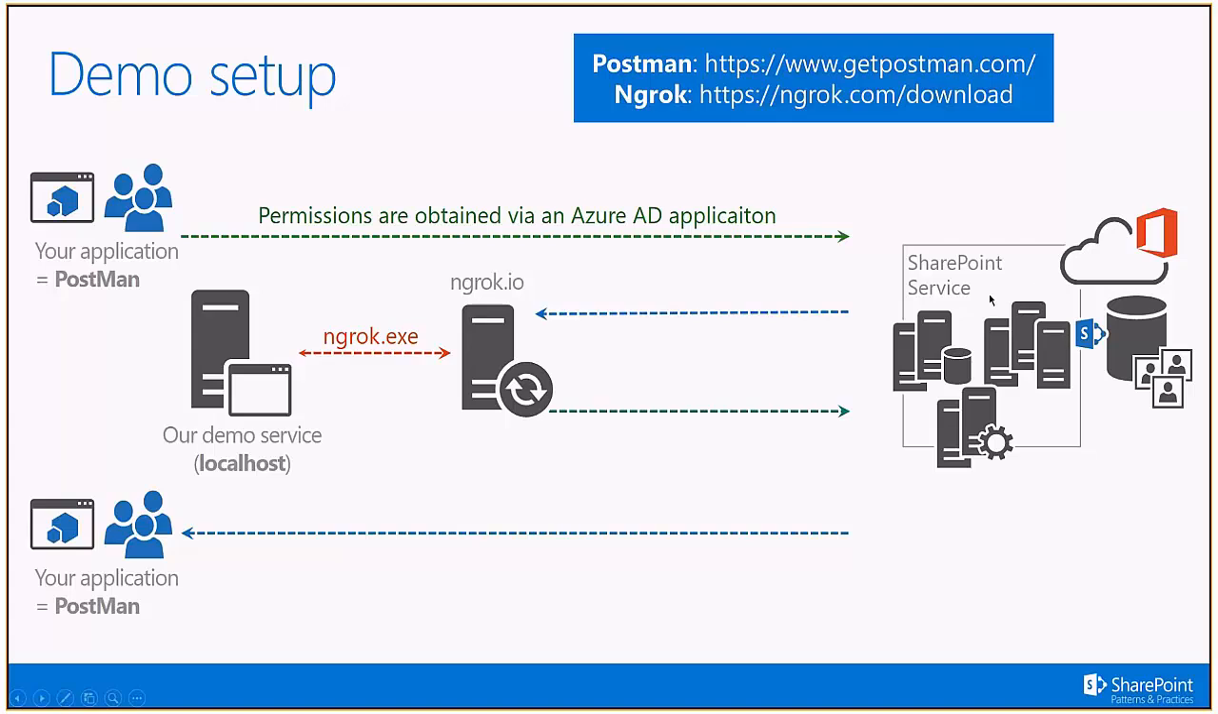Now we need to authenticate, and in order to authenticate, we're going to set up an Azure AD application, which gives us an access token, which we then use in Postman to hit SharePoint. So that part is covered.